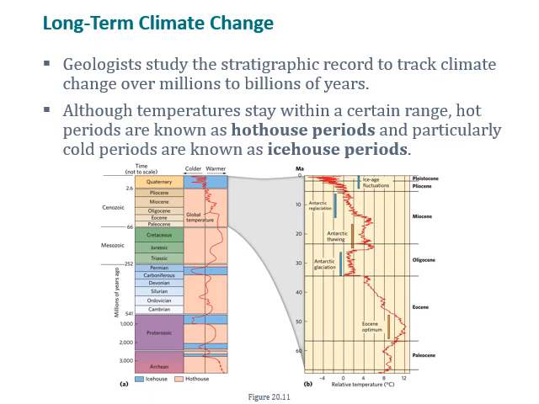Geologists study the stratigraphic record to track climate change over long-term or millions of billions of years. Although temperatures stay within a certain range, hot periods are known as hothouse periods and cold periods are known as icehouse periods. So the figure below shows the geologic time scale from the Archean to present, with changes in global temperature on the right, seeing it fluctuate.